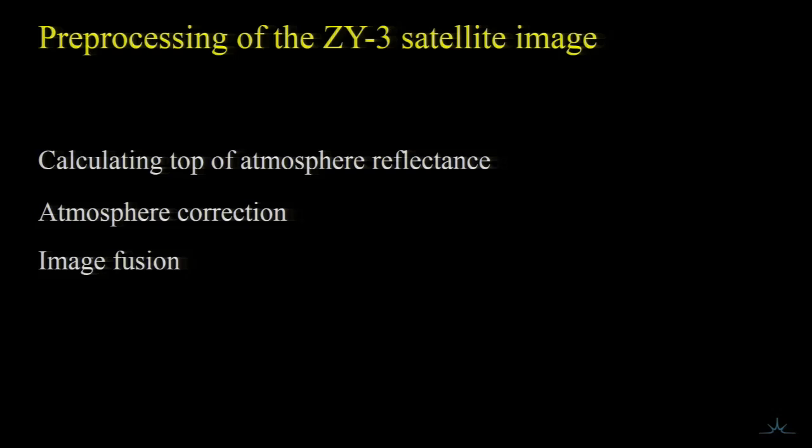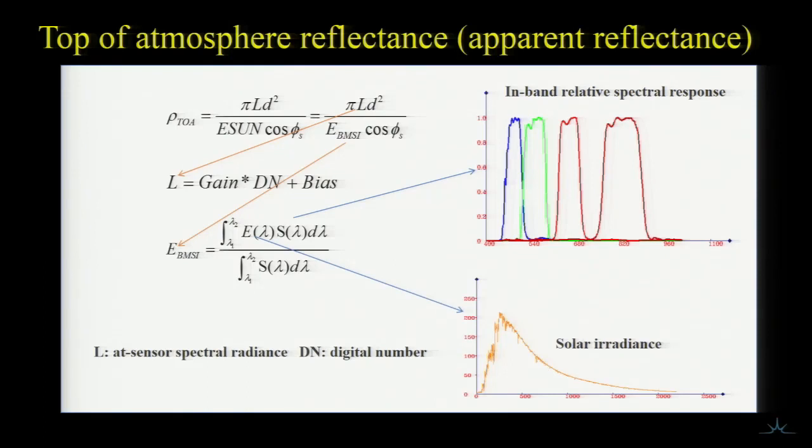The first step is calculating the top of atmosphere reflectance. The second step is atmosphere correction. The third part is image fusion. Calculating the top of atmosphere reflectance is a very complicated process, but we can just do it with 3 equations. Imagine that the digital number is the raw turkey. We are trying to do some transformations to the raw turkey to make it a very delicious dinner. What we want is the top of atmosphere reflectance, which is ρ TOA. So we do a set of equations from the digital number. We use gain and bias to get a radiance, the at-sensor spectral radiance.